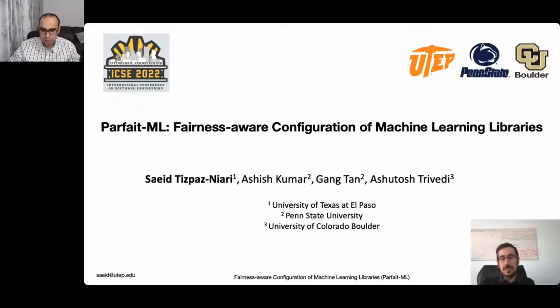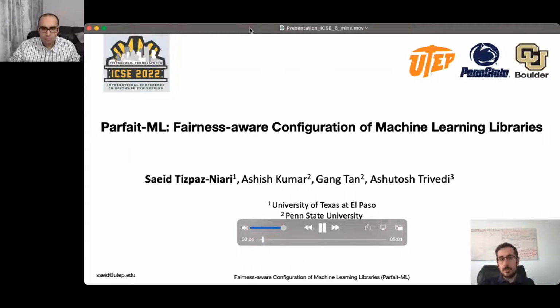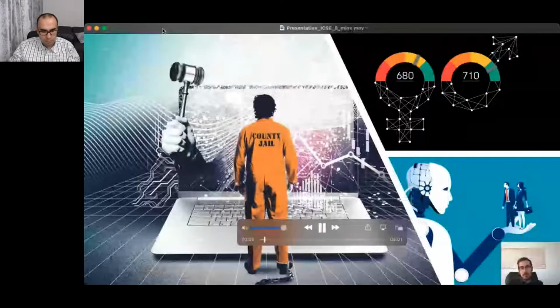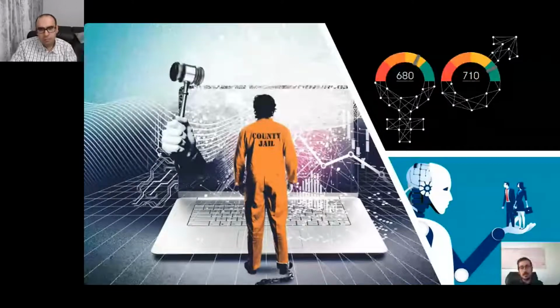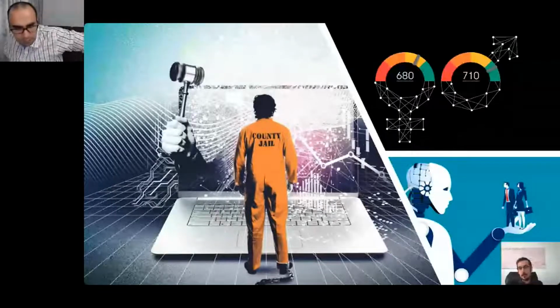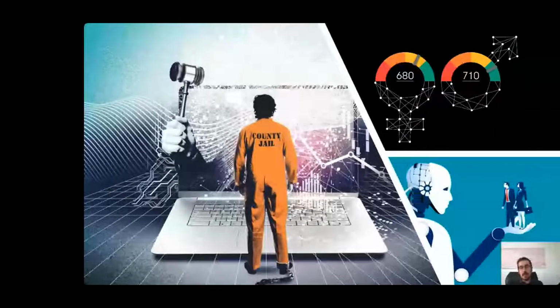Hello everyone. Today I'm going to talk about fairness-aware configuration of machine learning libraries. Data-driven software is growing fast and has been pervasively applied in critical domains such as self-driving cars and socially critical applications. They have been used in criminal justice to make parole decisions, in hiring to filter out candidates, and for various risk assessments. Since these applications learn their logic based on historical data, they are prone to fairness bugs. Therefore, it is critical to ensure fairness in such applications for compliance and inclusion.